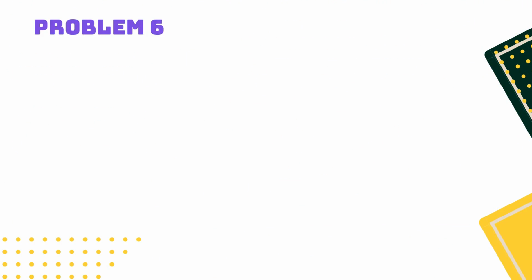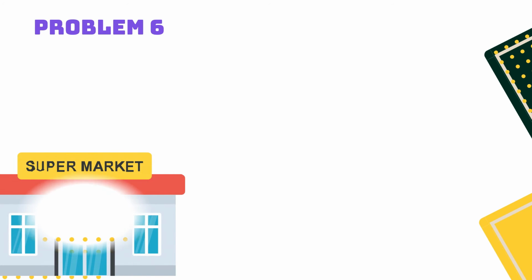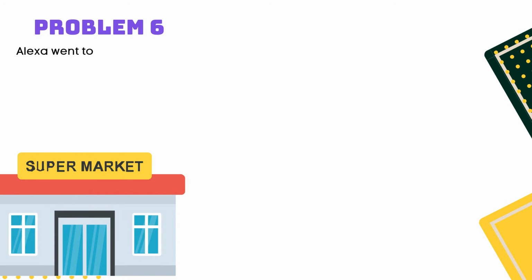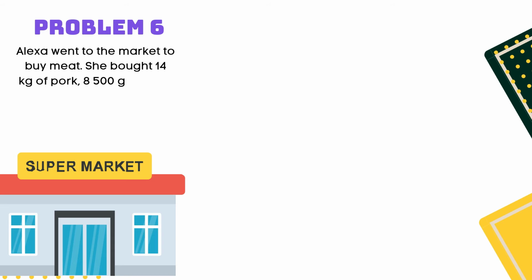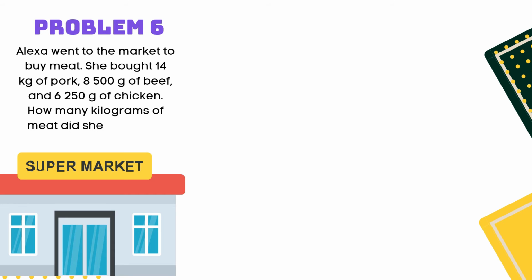We have another problem. Alexa went to the market to buy meat. She bought 14 kilograms of pork, 8,500 grams of beef, and 6,250 grams of chicken. How many kilograms of meat did she buy in all? So, how are we going to solve this problem?